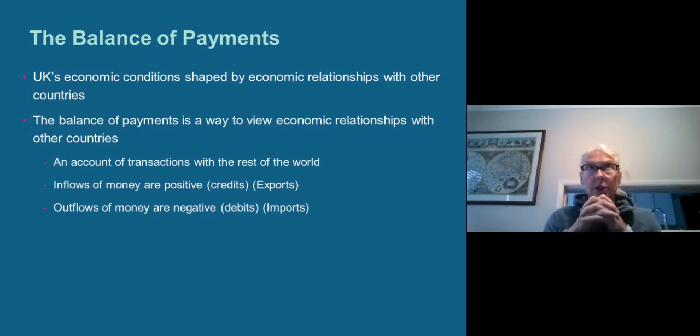One of the things that the governments and industry is often interested in is how the UK's economy is actually impacted by relationships with other countries. And the balance of payments is a way we actually look at these economic relationships with other countries. And essentially it's an account of these transactions that we have with the rest of the world. So it looks at inflows of money, which are positive. These are our export earnings.